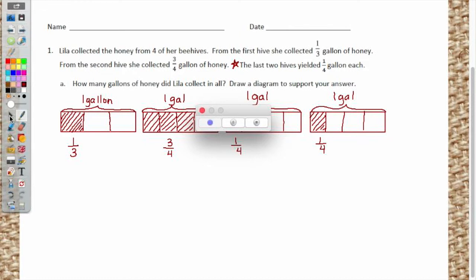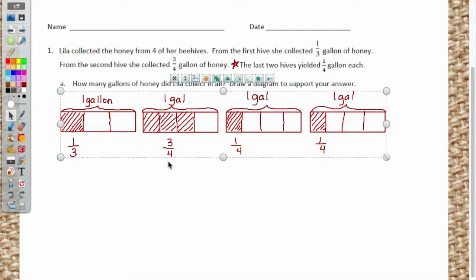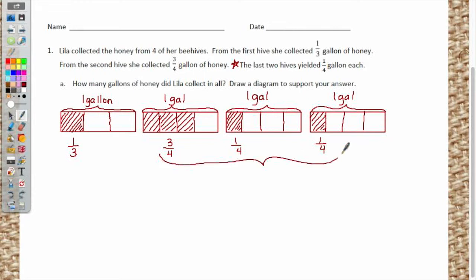So now I'm ready to figure out how much she had in all. In all tells me I'm going to do what? Add them up, okay? Now, is there anything I can add before I draw the fractional area models? Okay, I can add all of these together, can't I? So I'm just going to bracket them. And what would that be? 5/4. So write down 5/4.